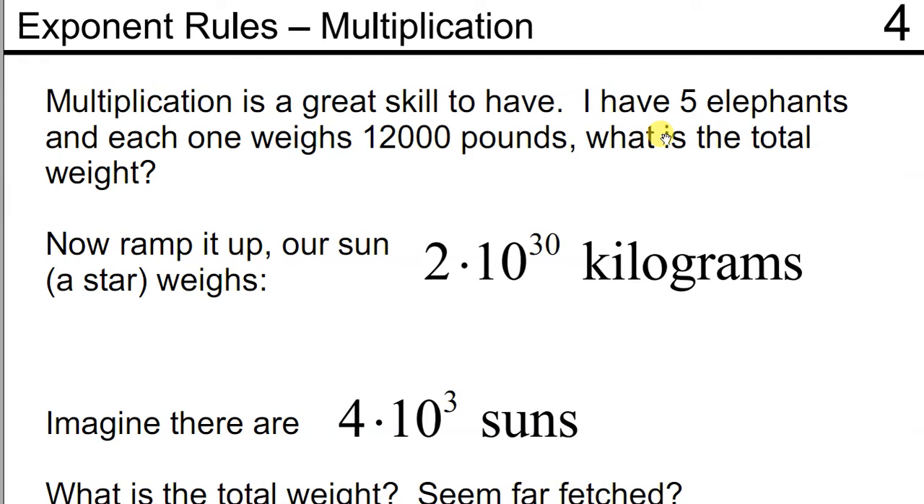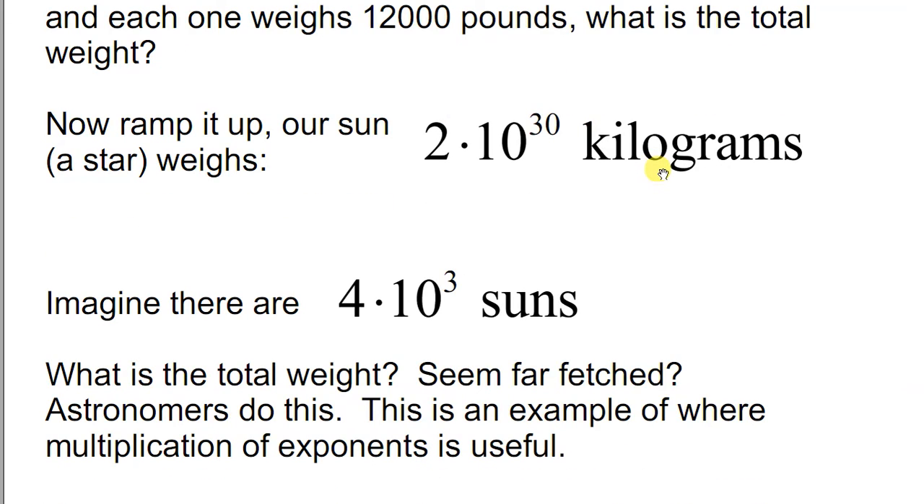Now let's ramp it up. Our sun, a star, weighs 2 times 10 to the 30th kilograms. And imagine that there are 4 times 10 to the third suns. What's the total weight? Seems far-fetched, but astronomers do this, and this is an example of where multiplication of exponents is useful. So by the end of this, we'll be able to multiply these two numbers.